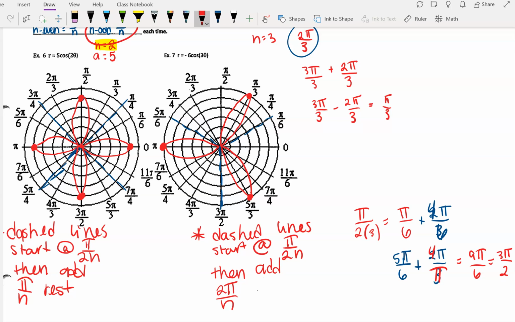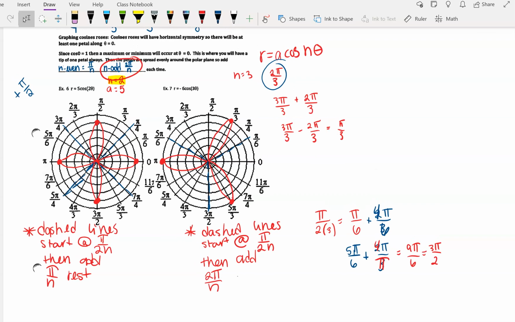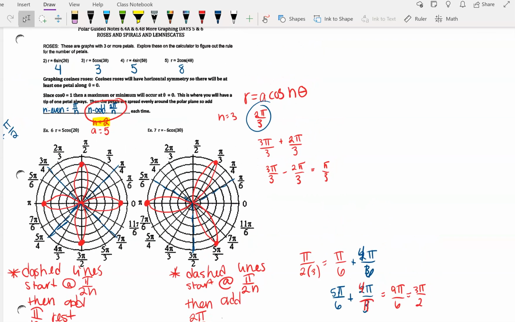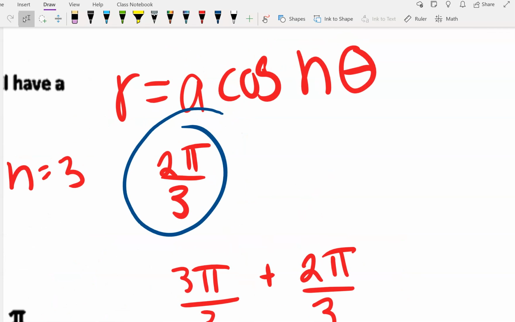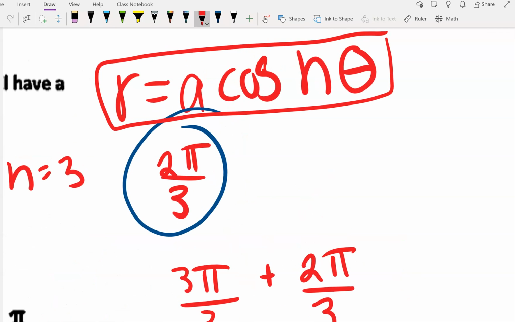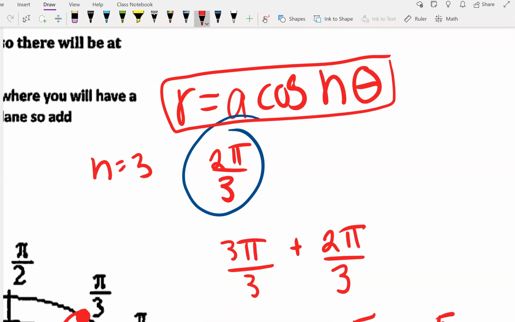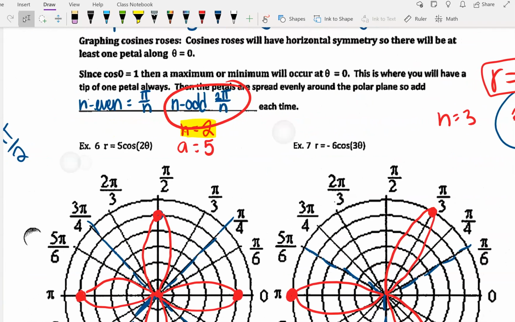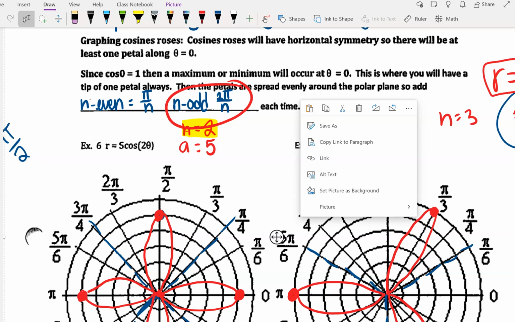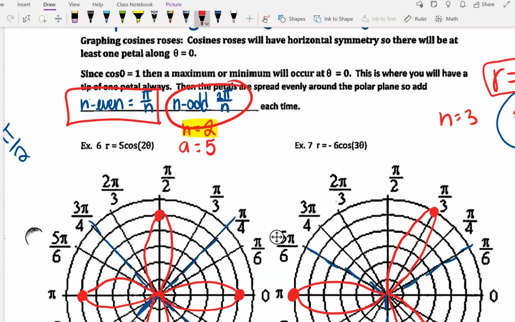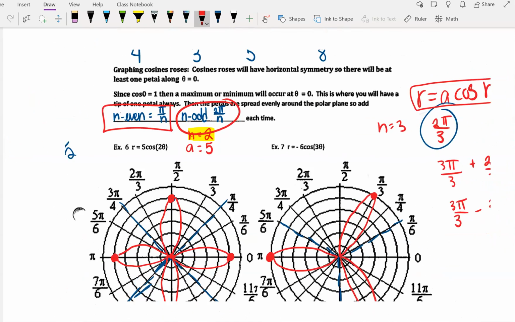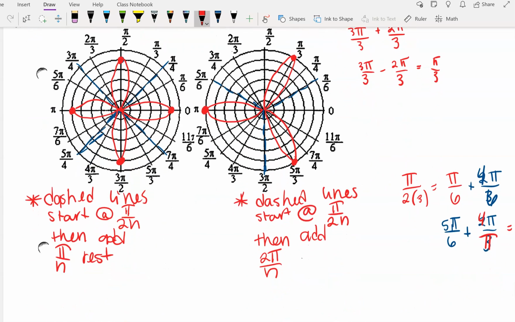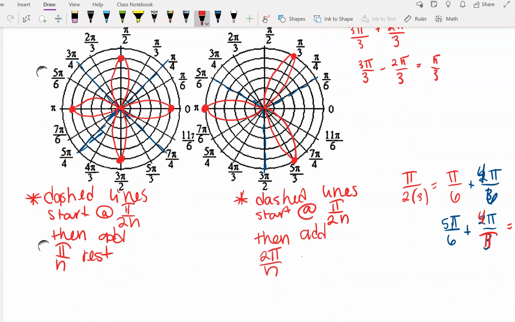Alright. That is it for this video. Big things to remember. If something is written in this form, or in the same form but sine, we're going to do that tomorrow. If it's written in that form, it's going to be a rose. And the formula you're going to need to use to find the number of petals is pi over n if you have an even n value, and 2 pi over n if you have an odd n value. And then you're going to use that information to also find the dashed lines.